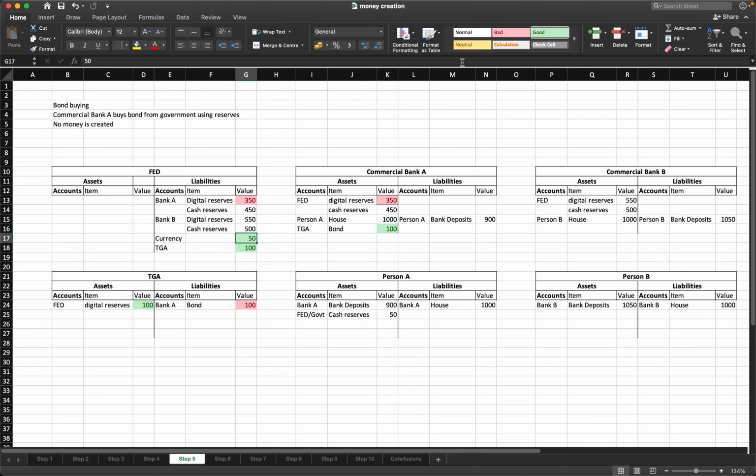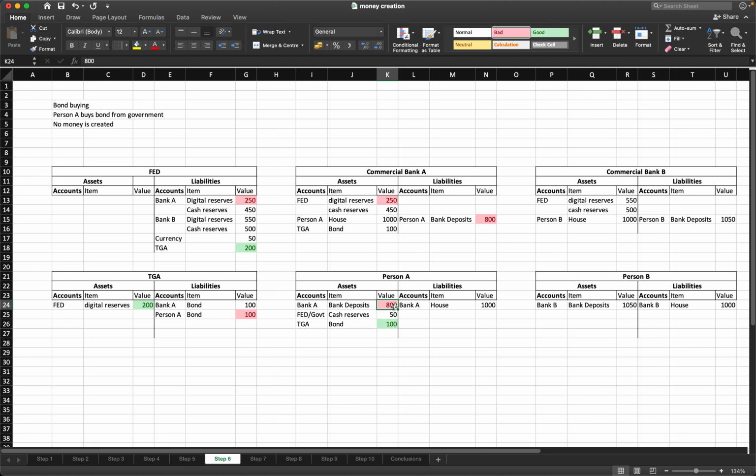They should not be green, they should be white. There we go. In step 6, person A buys a bond from the government. We also see that no money is created. Person A held 900 bank deposits. He spent 100 bank deposits to buy a bond.